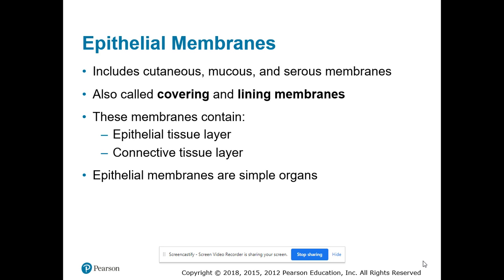So let's first talk about epithelial membranes. Again, this includes your cutaneous, mucous, and serous membranes. They are also called the covering and lining membranes because think about the function of epithelial tissue. These membranes contain an epithelial tissue layer, but also contain a connective tissue layer. So these are multiple different tissues that work together to form a membrane. So this is a type of organ. Like I've already stated, epithelial membranes are simple organs because they are made up of multiple tissues that work together to perform a function. Let me go ahead and write that down.